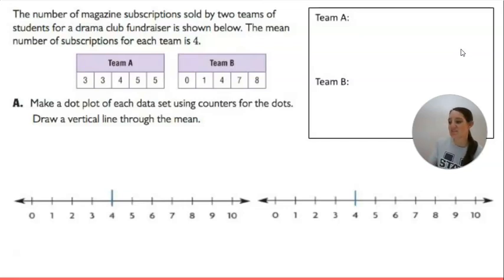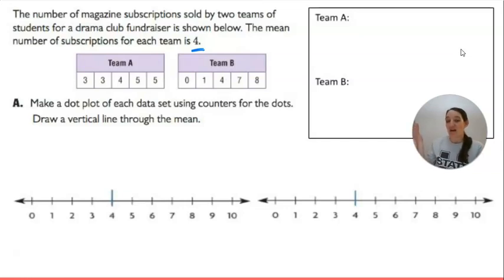For example, with these two teams: the number of magazine subscriptions sold by two teams of students for a drama club fundraiser is shown below. The mean number of subscriptions for each team is 4. So let's say that they had a competition, right? Whichever team had the highest average number of magazine subscriptions sold was going to be the winner. We have team A and team B, and they both had a mean of 4. So on average, they all sold about 4 magazine subscriptions. Well, what are you going to do then to figure out who the winner is?